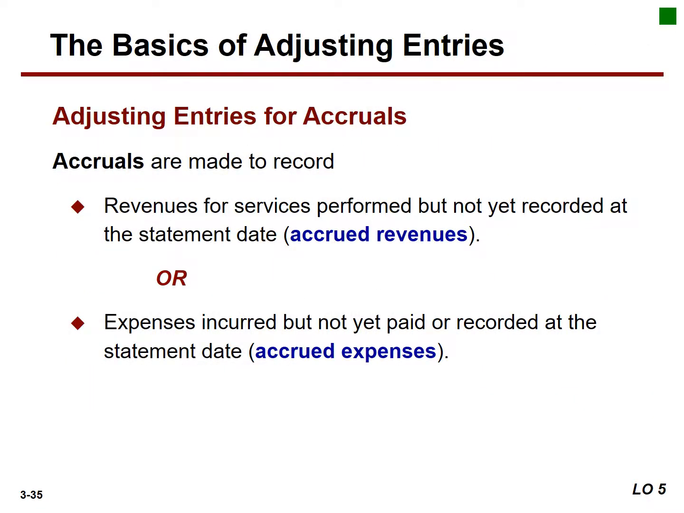Now let's look at our accrual adjusting entries. Remember, our two types of accrual adjusting entries are our accrued revenues, which would be revenues for work that has been done but has not yet been recorded, obviously, and we haven't received payment yet. Accrued expenses are expenses that have been incurred, but we haven't paid for them yet, nor have we gotten them recorded.